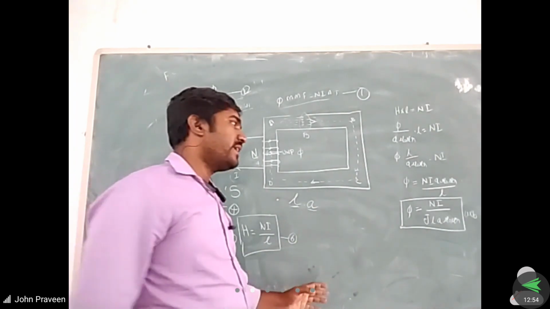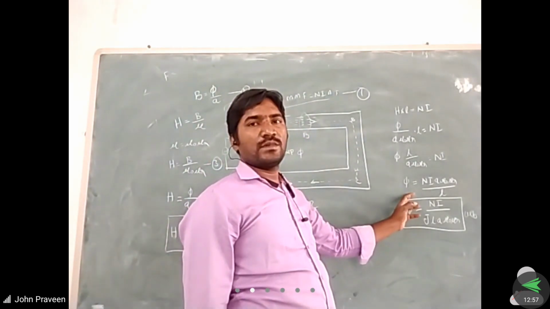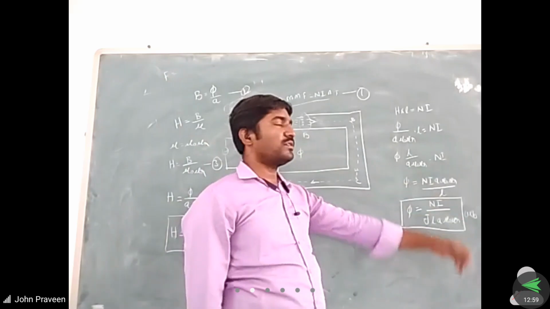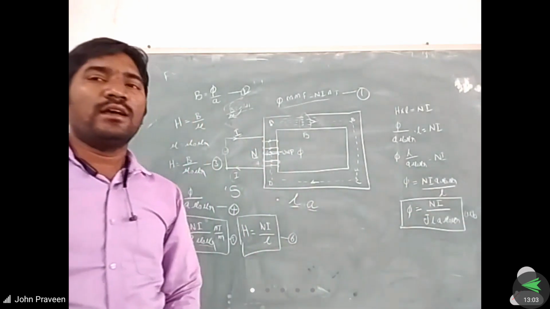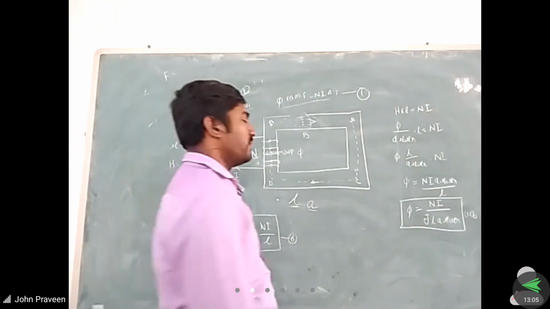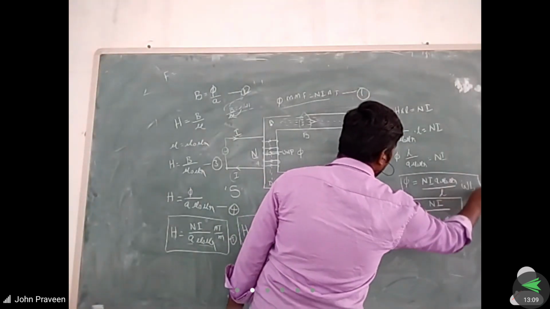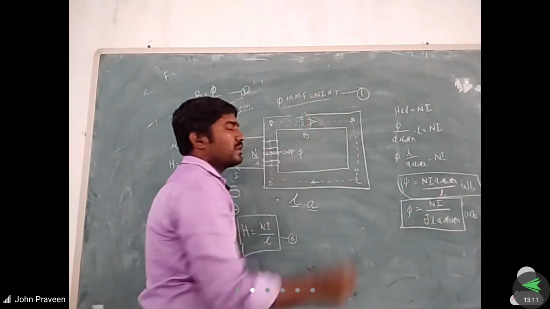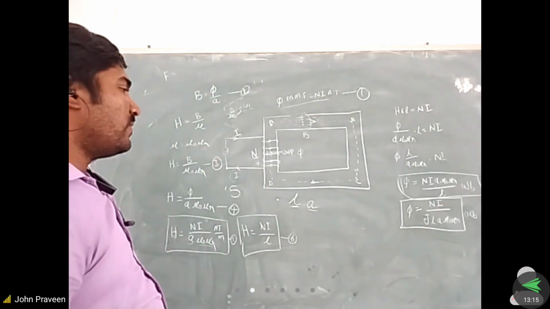If you have any confusion in the last equation, just keep this one also. It is sufficient: phi is equal to N i a mu naught mu r by L. Here also we can write the equation, and the unit is the Weber. So this is the equation we wanted to find out for the flux.